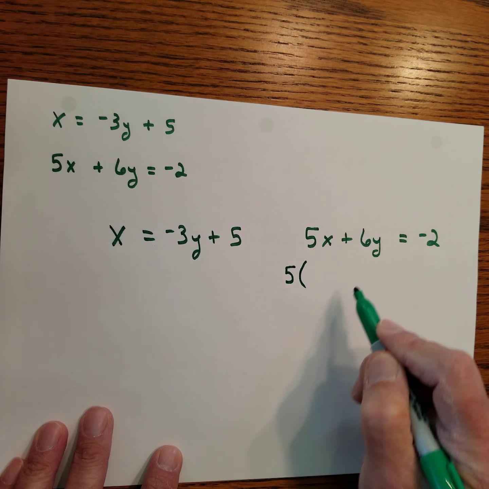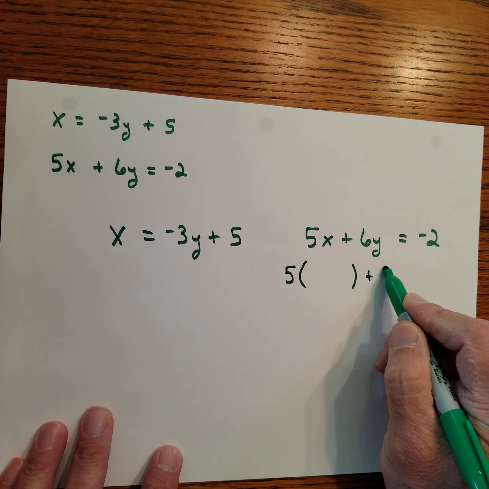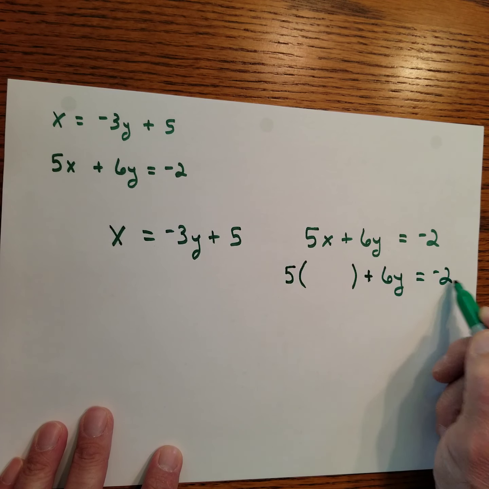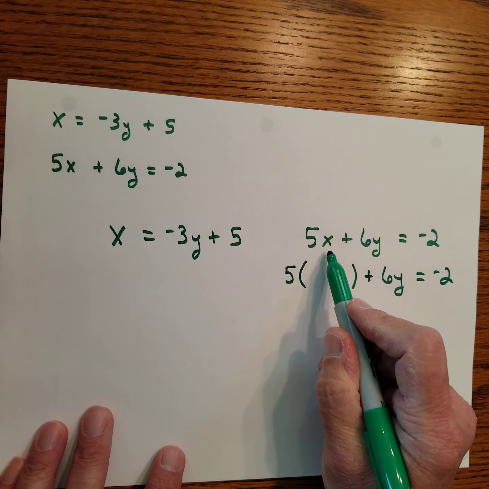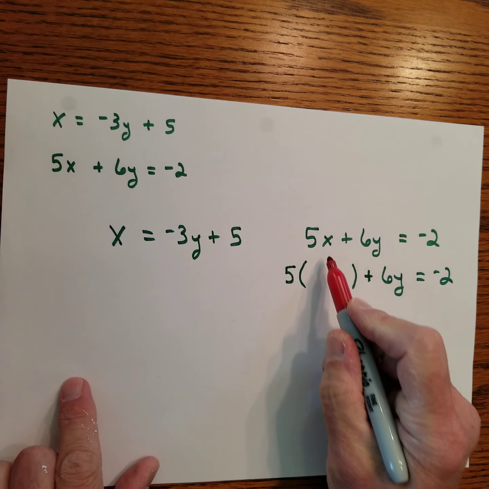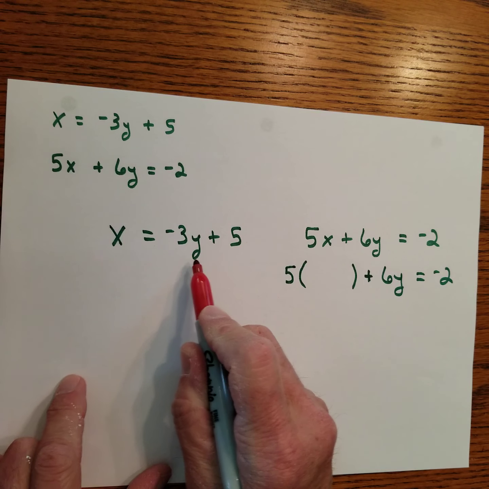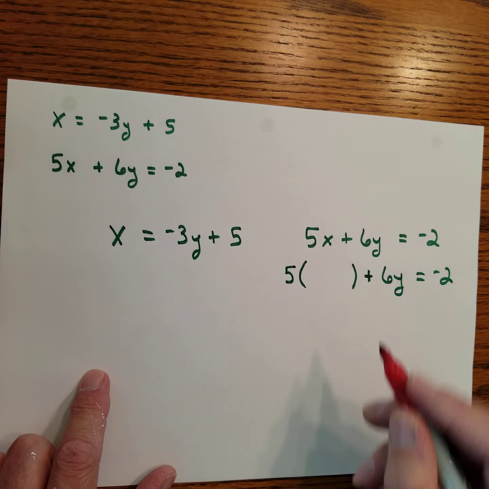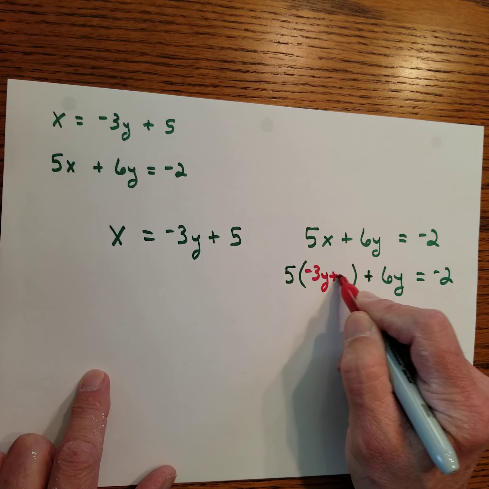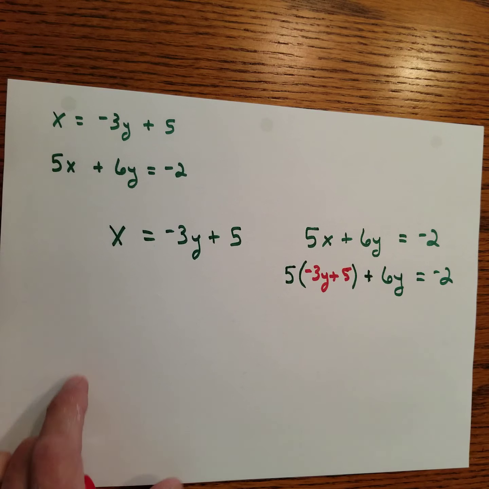So I'll rewrite this as 5x plus 6y equals negative 2. But instead of x, I open up a space. And what goes in the space? Well, what is x equal to? x is equal to negative 3y plus 5. Negative 3y plus 5.